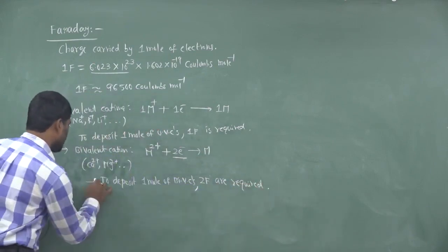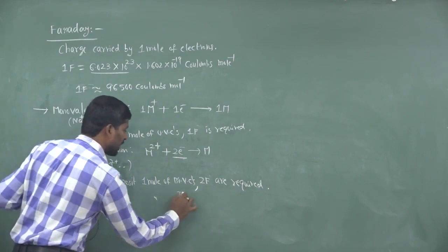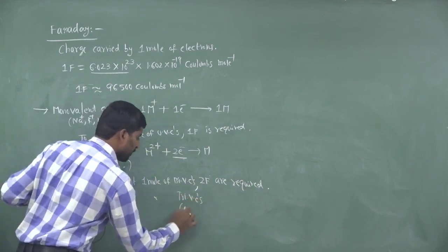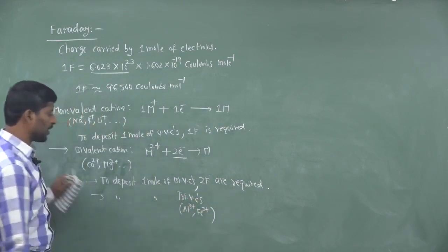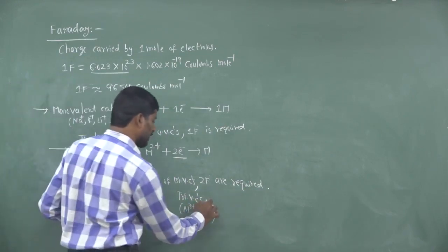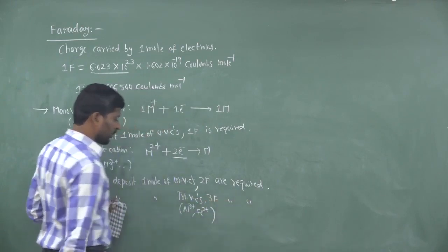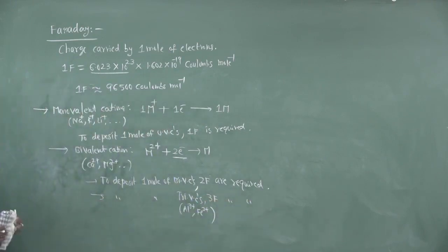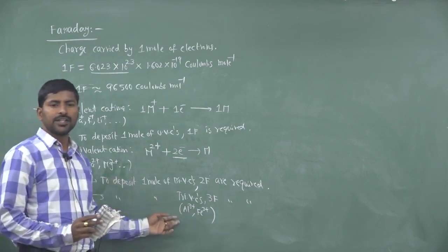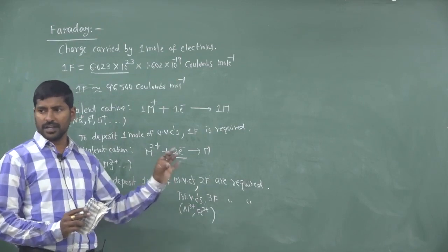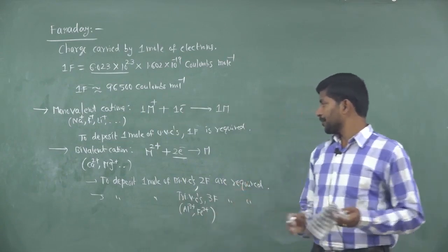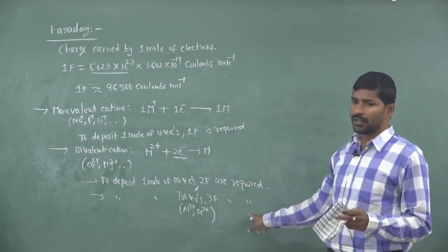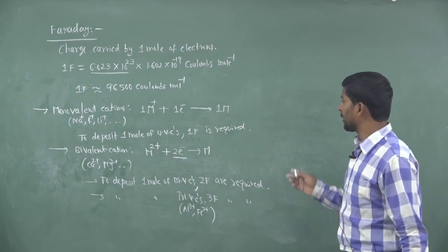Similarly, if you want to deposit 1 mole of trivalent cations, for example Al3 plus and Fe3 plus, how many Faradays are required? 3 Faradays are required, since 3 moles of electrons are required. Al3 plus plus 3 electrons gives rise to Al. So to deposit 1 mole of trivalent cations, 3 Faradays are required.